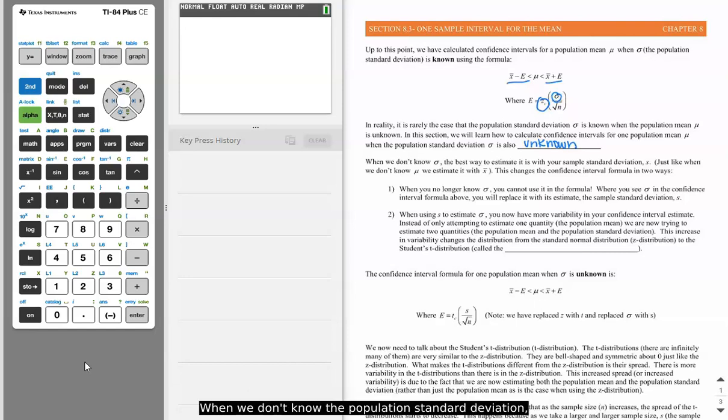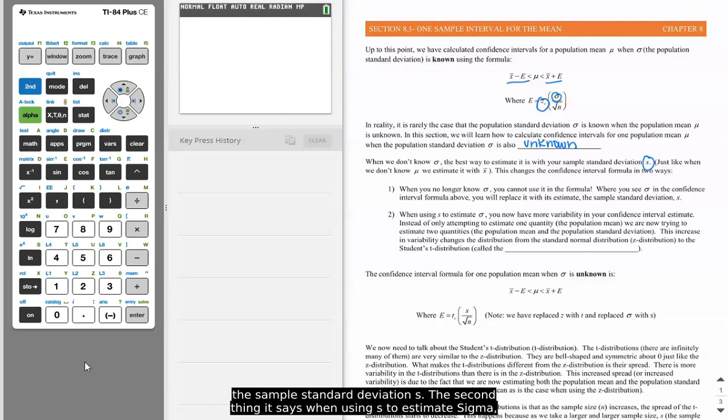So when we don't know the population standard deviation, the best way to estimate it is with your sample standard deviation, or S. So we have S for our sample standard deviation. Just like when we don't know the population mean, we estimate it with X bar, which is the sample mean. This changes the confidence interval formula in two ways. The first one is when you no longer know the population standard deviation, you cannot use it in the formula. Where you see the population standard deviation, or sigma, in the confidence interval formula above, you will replace it with its estimate, the sample standard deviation, S.